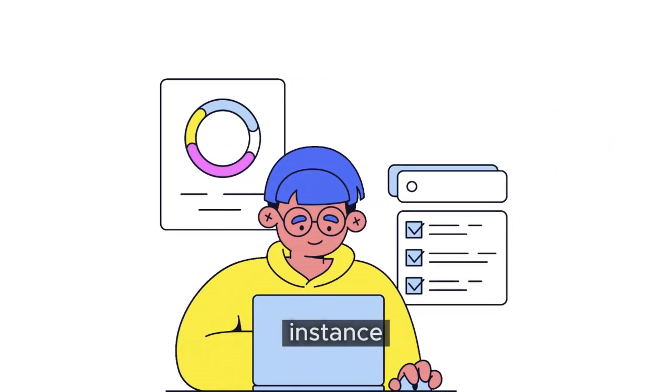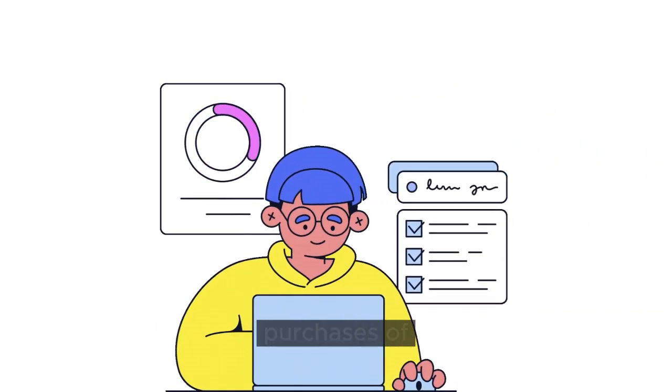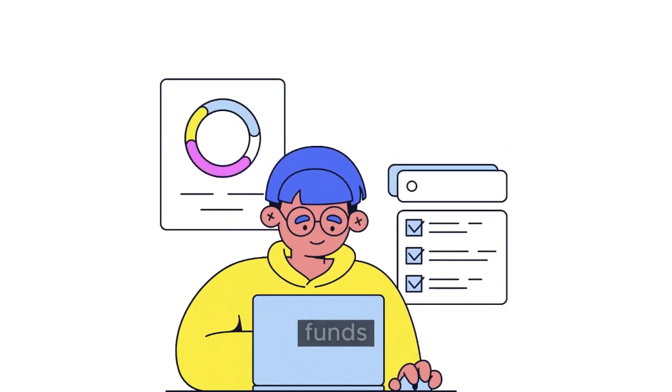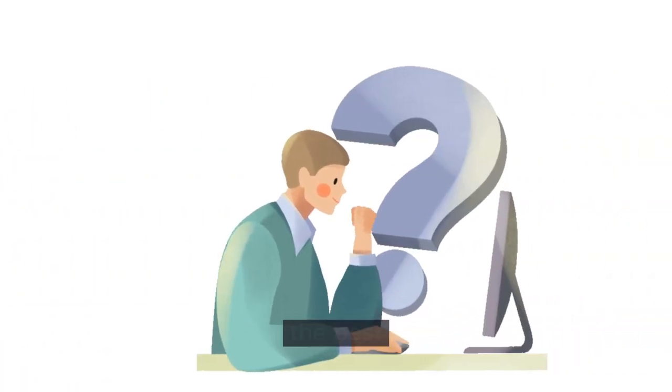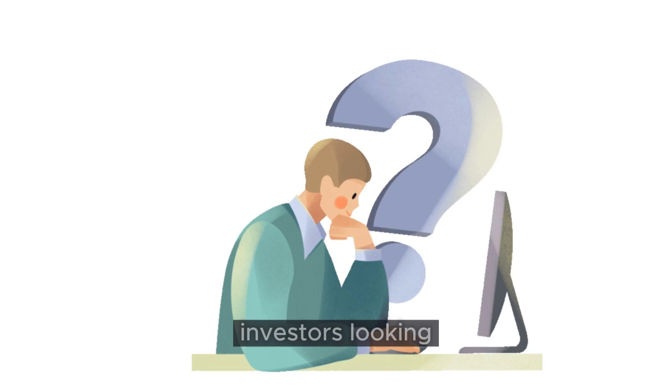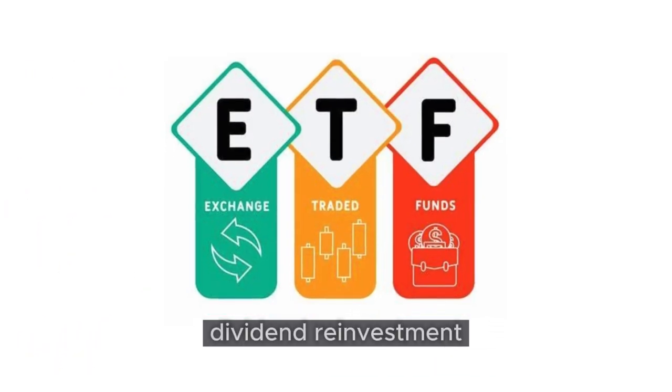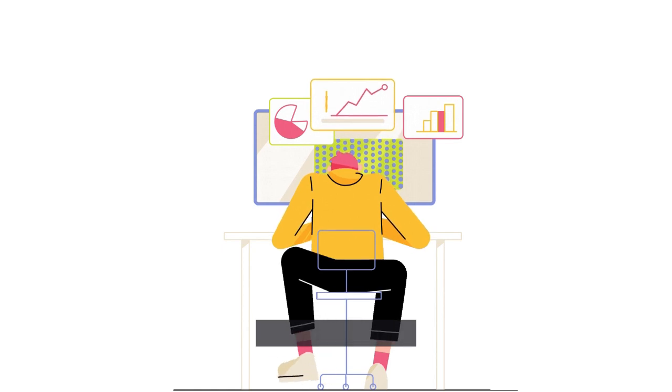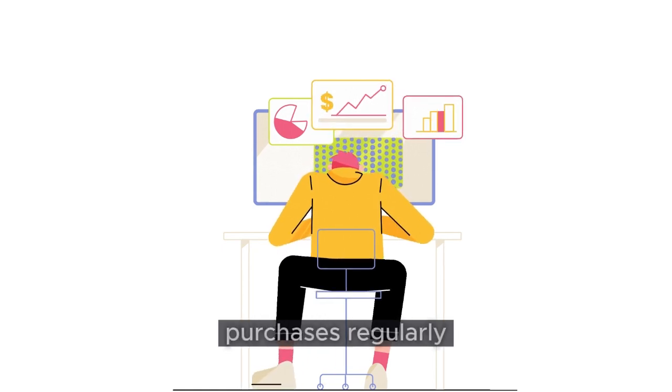Dollar cost averaging can also be used outside of 401k plans. For instance, investors can use it to make regular purchases of mutual or index funds. It is one of the best strategies for beginning investors looking to trade ETFs. Additionally, many dividend reinvestment plans allow investors to dollar cost average by making purchases regularly.